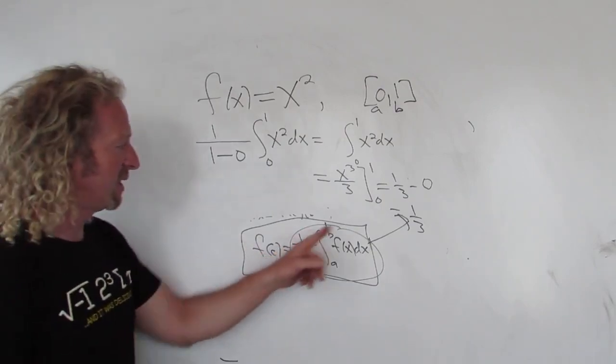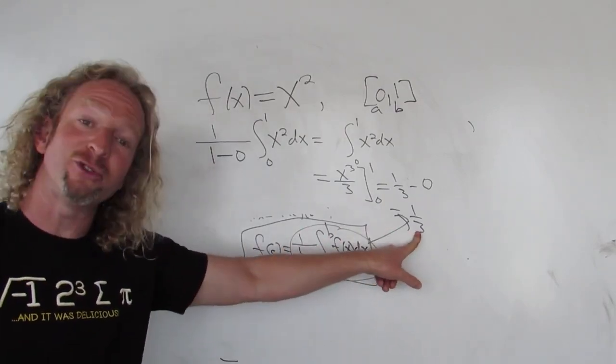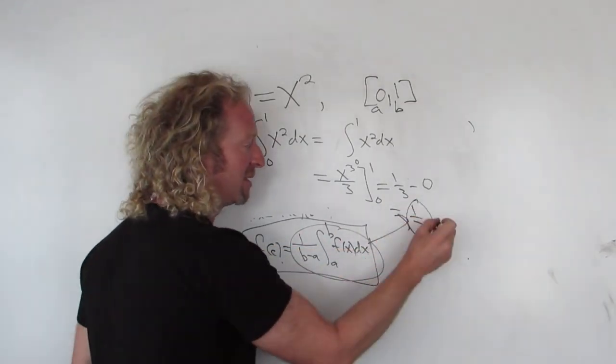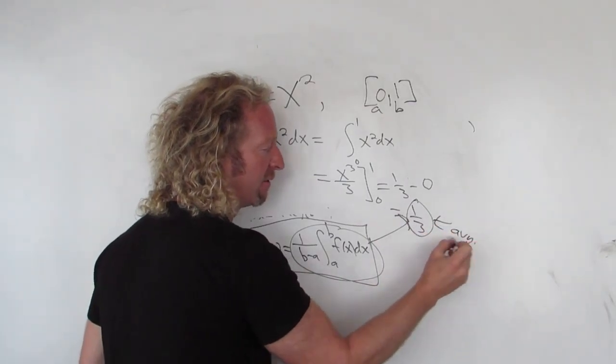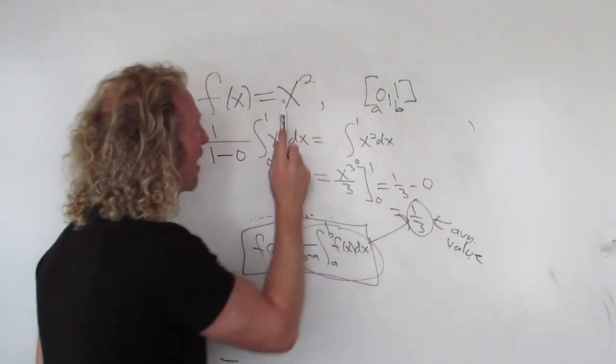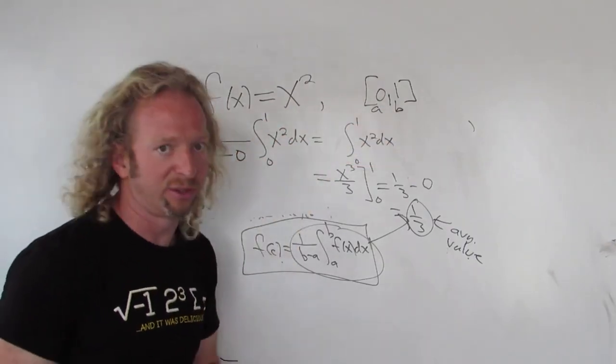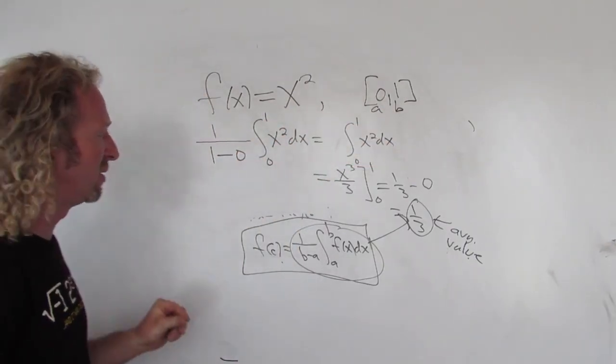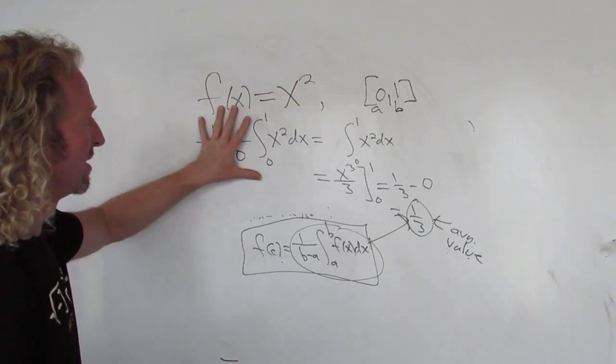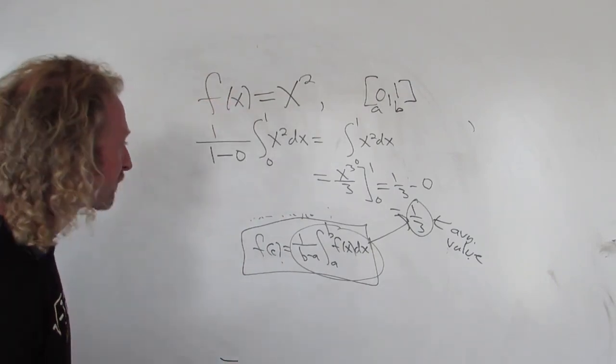So now we just take f of c. Oh, and what is this? This is the average value. This is the height of the box, right? This is the average value of the function over the interval 0, 1. It's the height of the box that gives you the same area as the definite integral from 0 to 1.